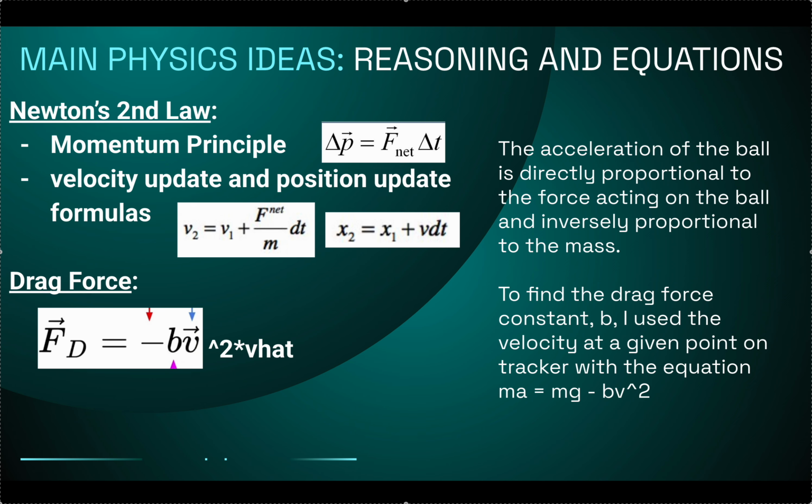The acceleration of the ball is directly proportional to the force acting on the ball and inversely proportional to the mass. These are the Newton's second law principles that I use when calculating b and the other values in my lab. To find the drag force constant, which is b, I use the velocity at a given point on Tracker with the equation ma equals mg minus bv squared.